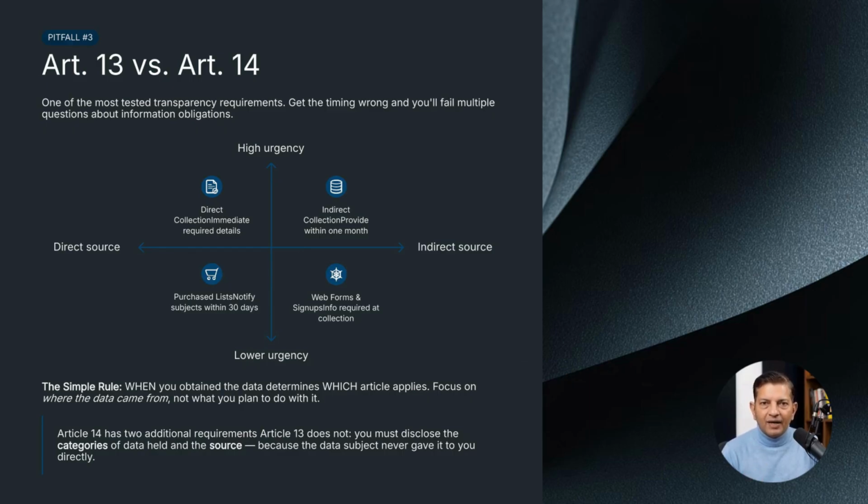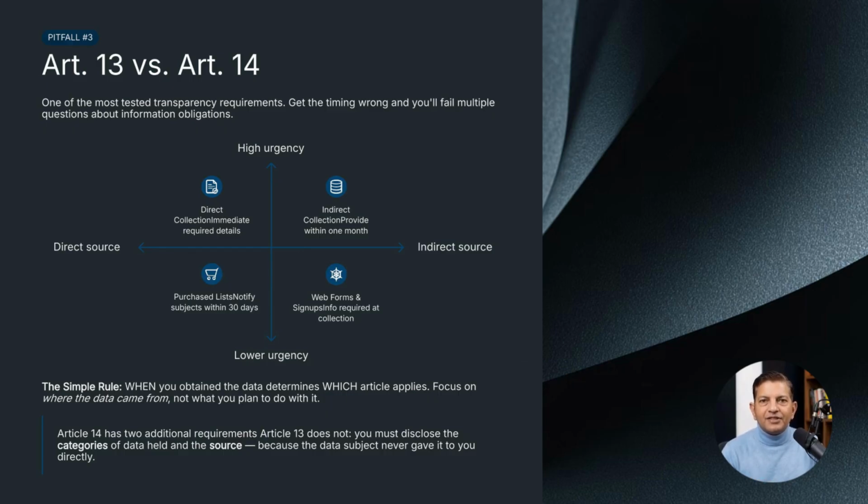Both articles require mostly the same information: controller identity, purposes, legal basis, recipients, retention periods, data subject rights, complaint rights, and DPO contact. But Article 14 has 2 additional requirements that Article 13 doesn't. You must tell them the categories of personal data you have about them, because they didn't give it to you directly, so they don't know what you have. And you must tell them the source of the data. Where did you get it from?